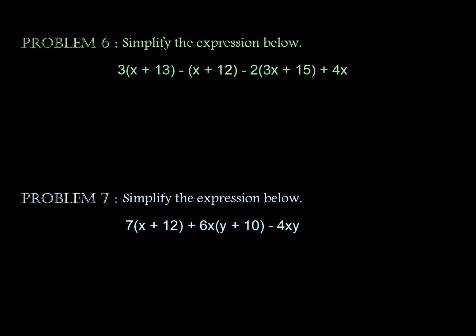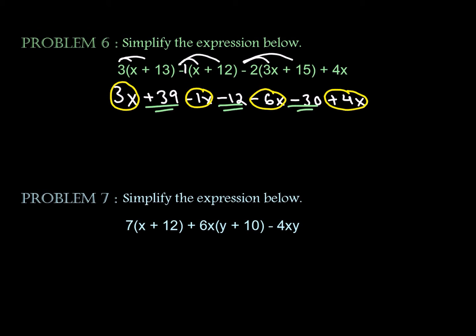Simplify the expression below. So I'm going to start off by distributing. 3 times x is 3x. 3 times 13 is 39. Negative 1 times x is negative 1x. Negative 1 times 12 is negative 12. Negative 2 times 3x is negative 6x. Negative 2 times 15 is negative 30. And then I bring the 4x down.